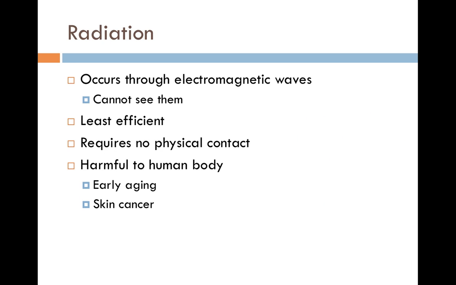The last type of heat transfer is radiation, which occurs through electromagnetic waves. Since radiation travels through waves, there doesn't need to be any physical contact or actual matter to pass through, so that makes it a little bit less efficient. During radiation, different radiation waves can be harmful to humans. The sun is the most well-known example of radiation, and the effects can cause early aging and also skin cancer. Different rays from the sun have different effects on the skin, which I'll discuss in the next slide.